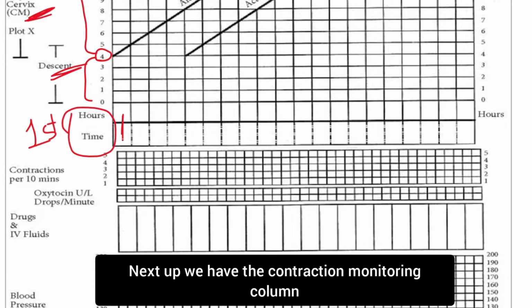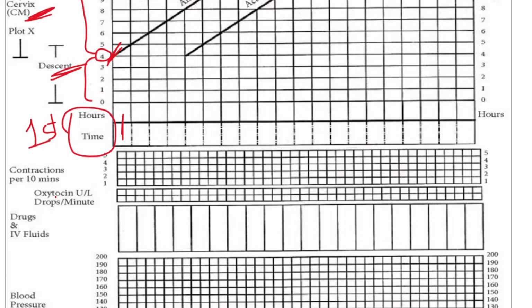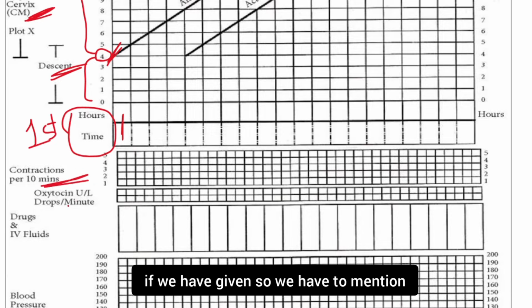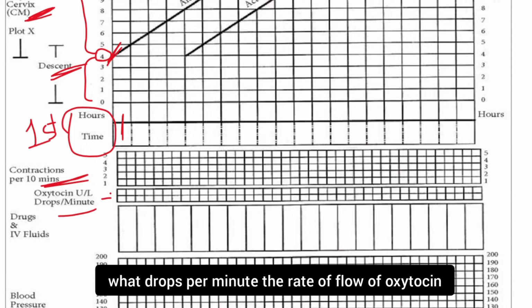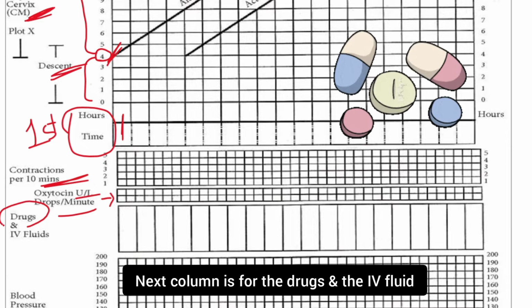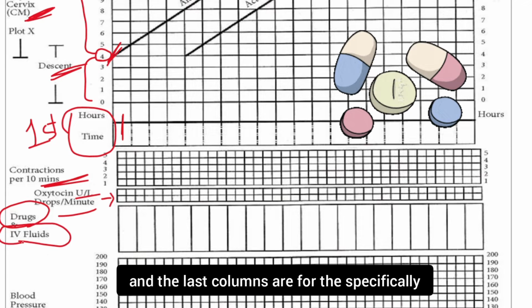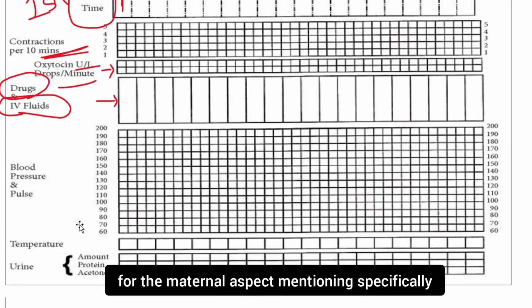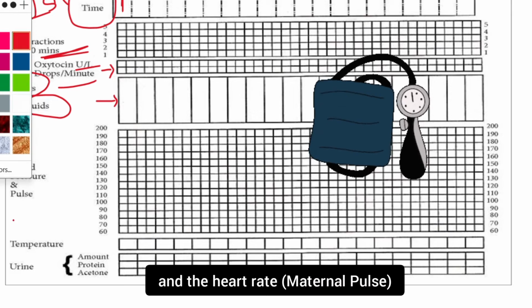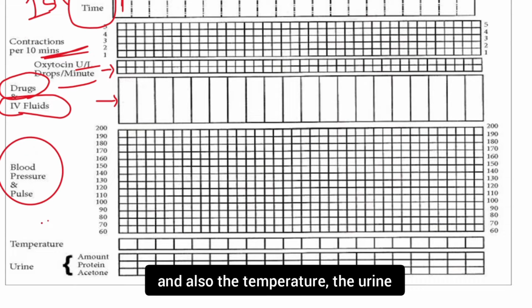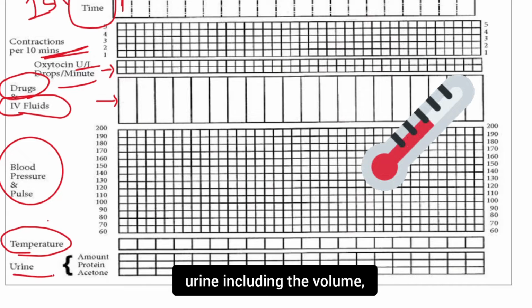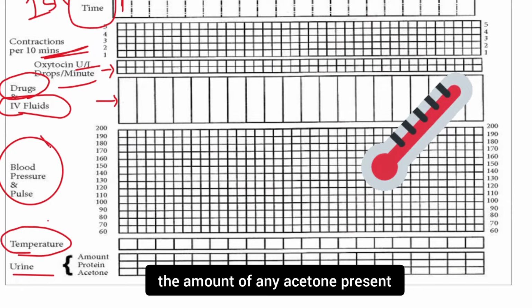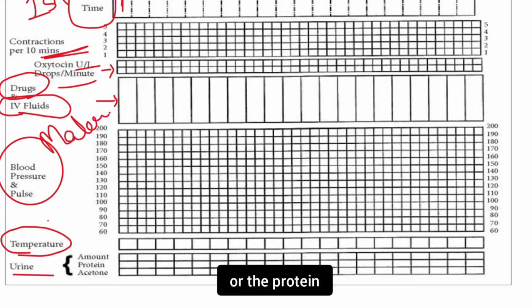Next up we have the contraction monitoring column, then the oxytocin drops, if we have given any, so we have to mention specifically at what drops per minute the rate of flow of oxytocin is. Next column is for the drugs in the IV fluid, and the last columns are specifically for the maternal aspect, mentioning the blood pressure and the heart rate, and also the temperature, and the urine including the volume, acid, the amount of any acetone present or the protein.